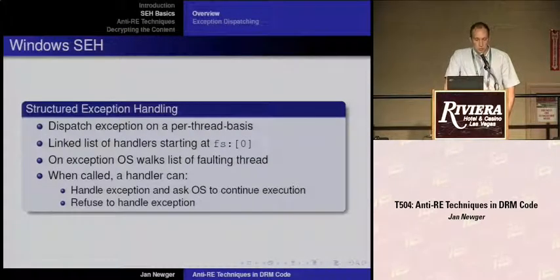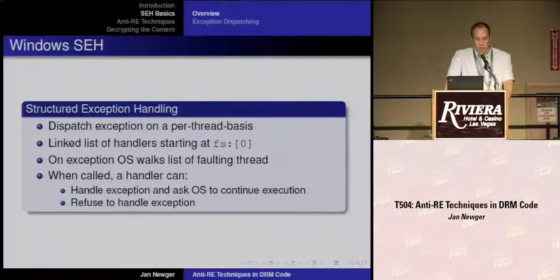Okay, so exception handling under Windows, namely SEH, works on a per thread basis. This means every thread actually has a list of registered exception handlers, which is pointed to by FS:0. And whenever there's an exception triggered in the currently running thread, the operating system walks this list and calls every handler until it finds one which responds and is able to handle the exception.